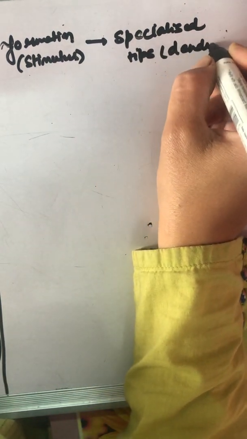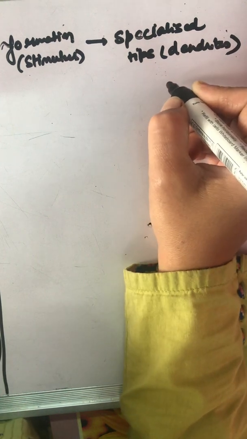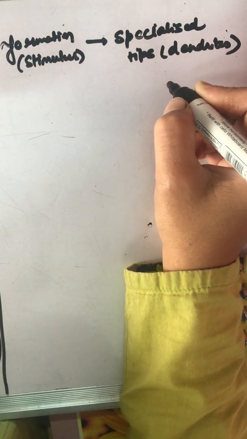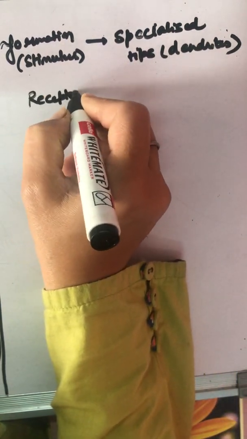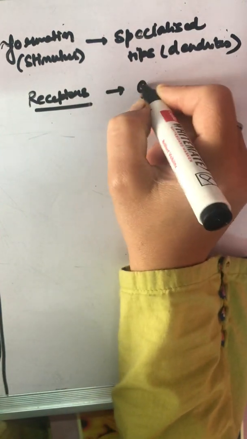Dendrites. Because what do nerve cells have? Dendrites only. And these receptors are usually located where? In our sense organs.